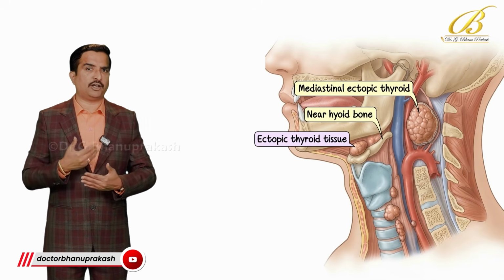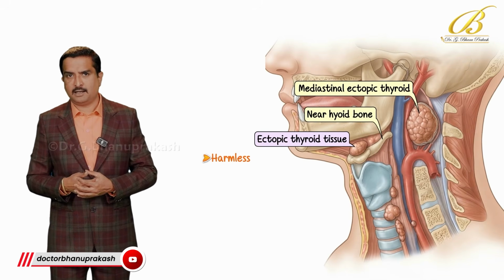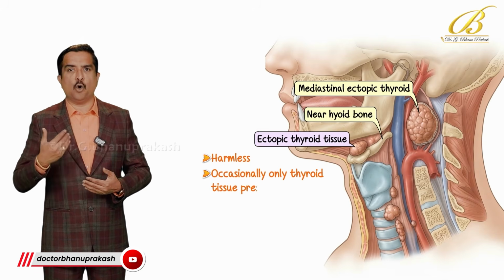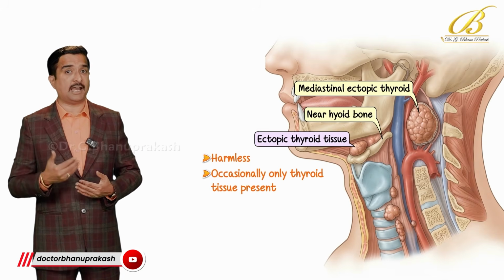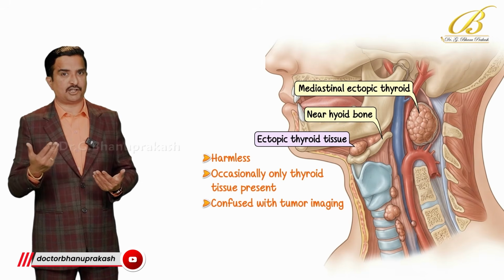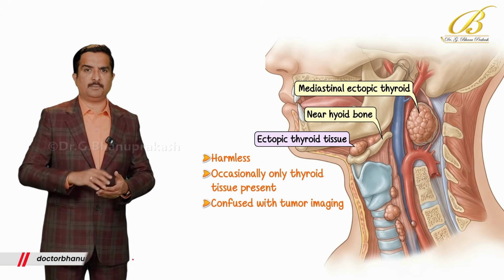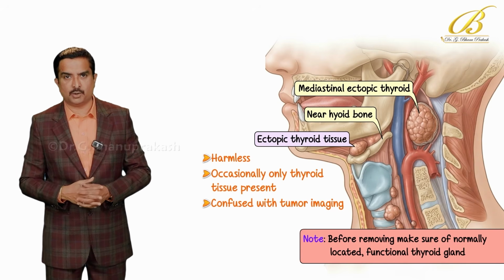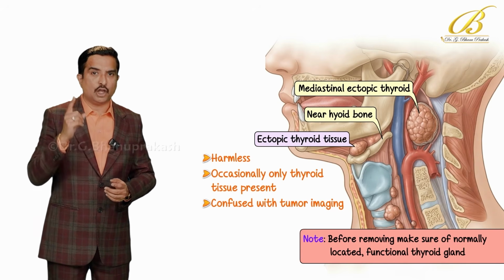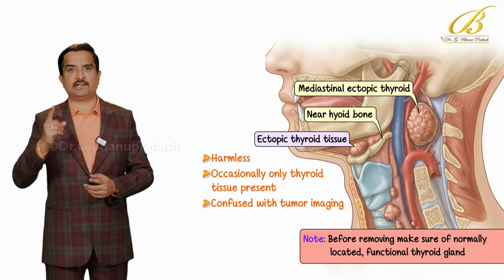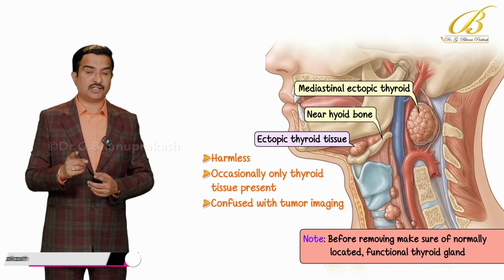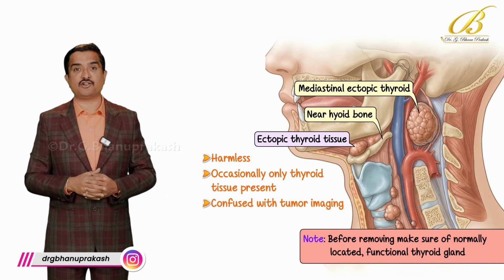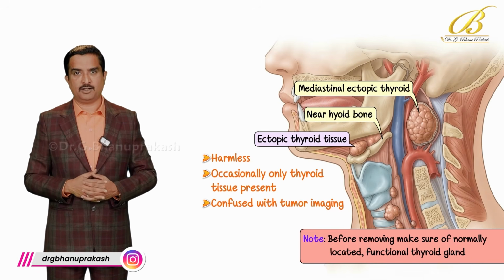So ectopic thyroid tissue is usually harmless, but it can occasionally be the only thyroid tissue present, or it can be confused with a tumor, especially on imaging. So always remember that before removing any suspected ectopic thyroid tissue, make sure there is a normally located functional thyroid gland. Otherwise, you will remove a completely functional gland mistakenly, right?